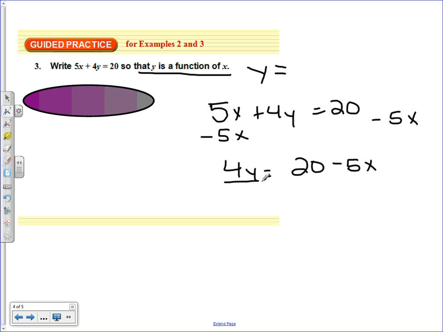The opposite of multiplying by 4 is dividing by 4. I have to divide everything. Y equals 20 divided by 4 is 5. Leave this as an improper fraction. And there's our final answer.